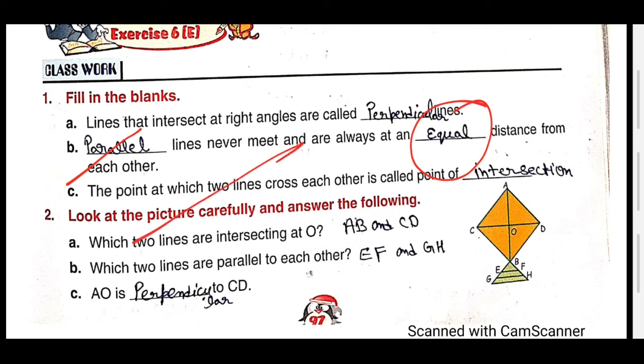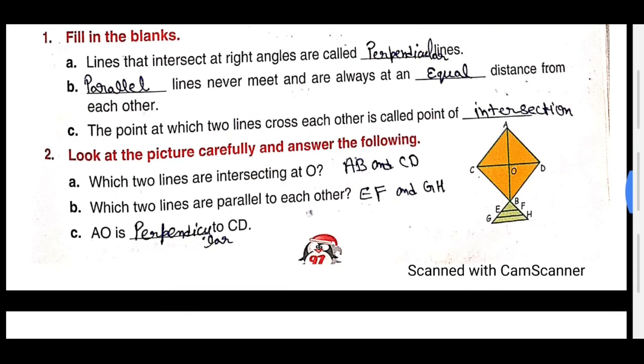As I told, they never meet and they are at an equal distance. They are known as parallel lines. The point at which two lines cross each other is called the point of intersection. When they cut, this point is known as what? Point of intersection.